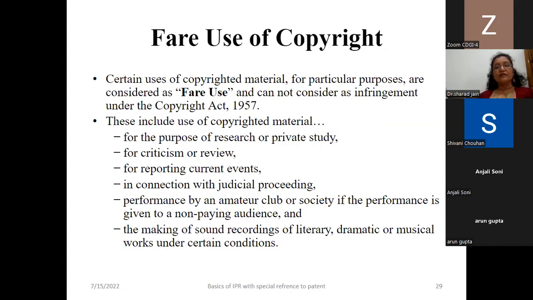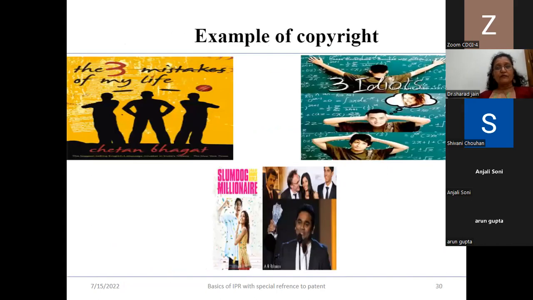What is the use of the copyright? It is for the purpose of research or private study, for criticism or review, for reporting current events, or in connection with judicial proceedings, performance by any club or society. So these are the utility of the copyrights. So these are examples of copyright, the books written by Chetan Bhagat. This is the copyright of Chetan Bhagat, 3 Mistakes of My Life. These are books, this is a literary work. One example is the song sung in the Slumdog Millionaire film, and this is the copyright of the person who sang the song, who wrote the song.